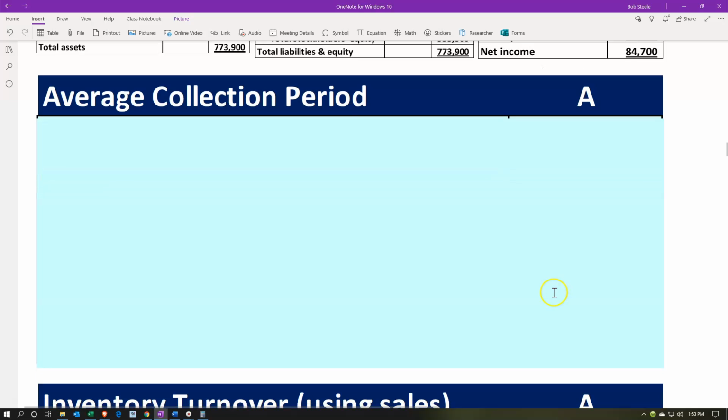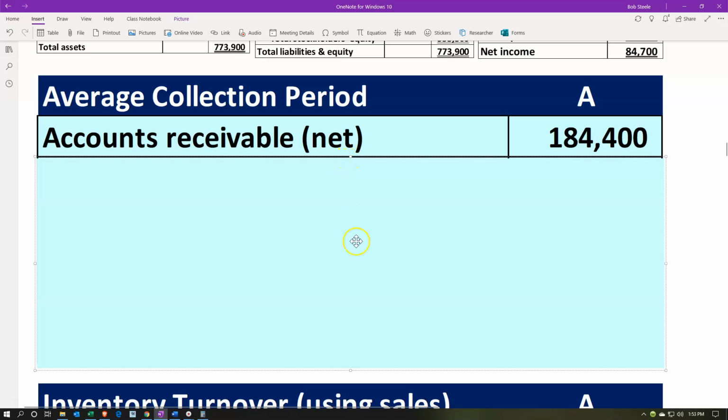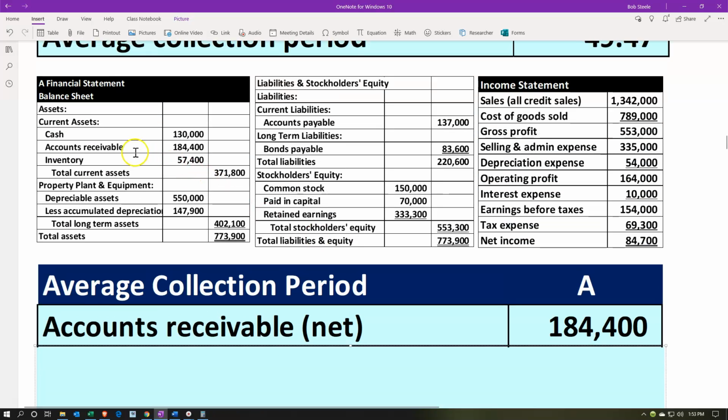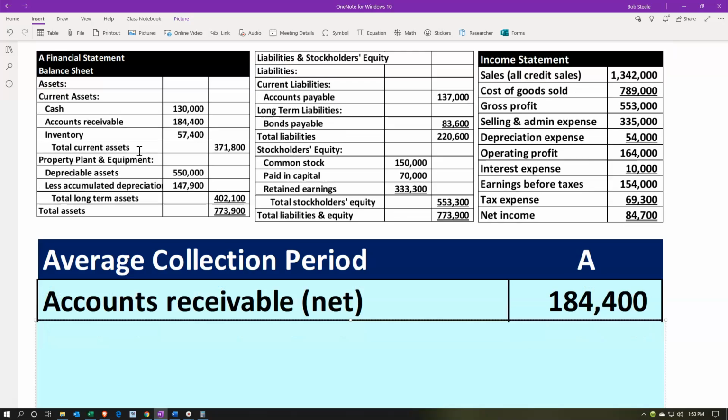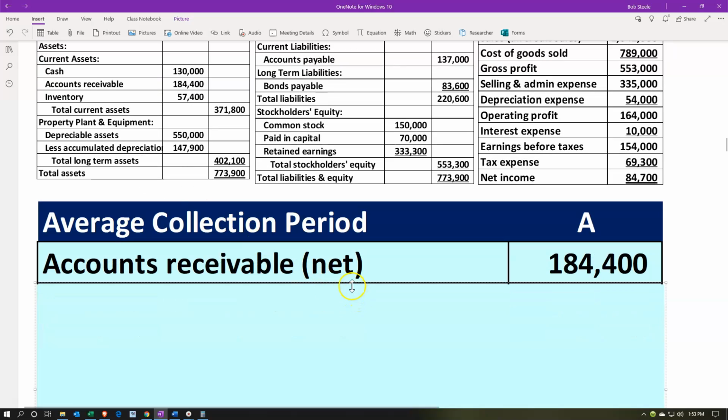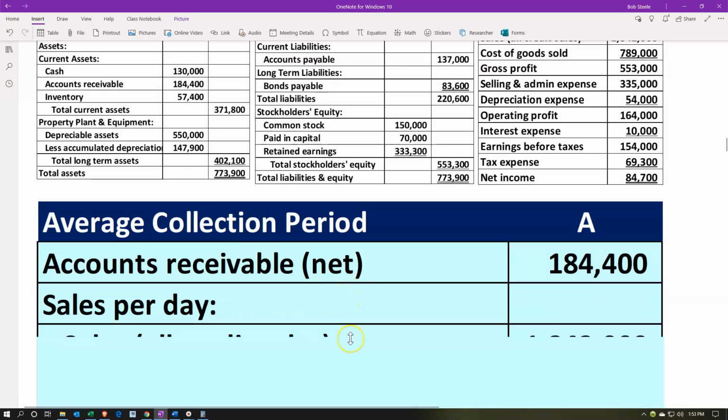We can also calculate that average collection period this way, which I think is a bit more intuitive for most people, that being the accounts receivable net. So the accounts receivable, remember when we say net, we just mean net of the allowance for doubtful accounts, which would be a contra account if they're estimating how much of the receivables we think are uncollectible. So we'd have the accounts receivable minus the allowance for uncollectible receivables. That would be the net receivable.